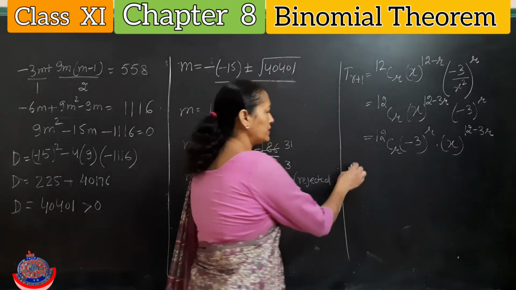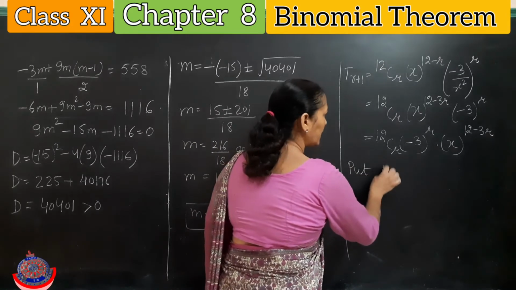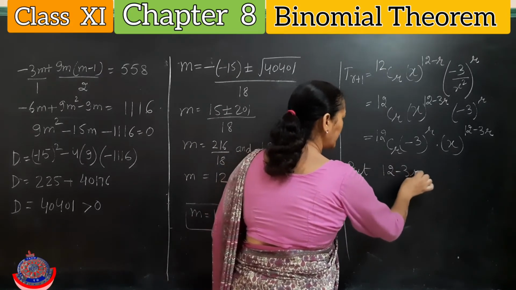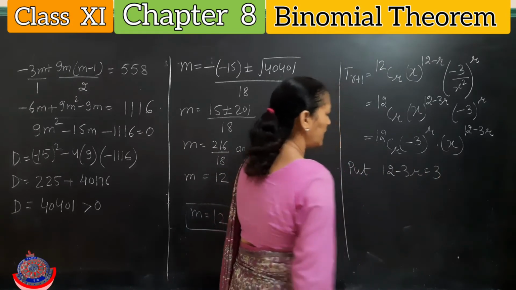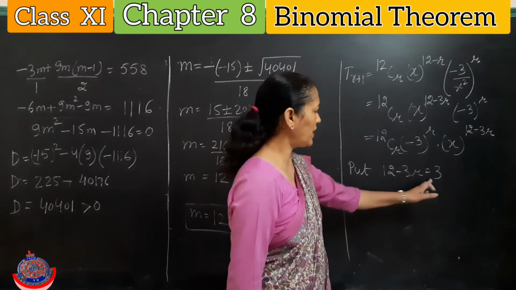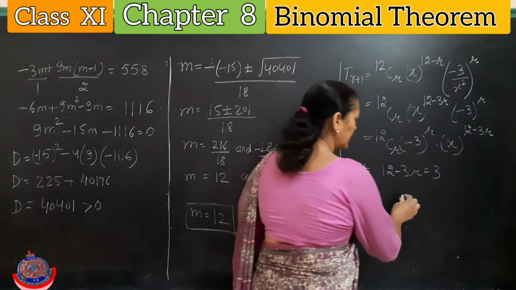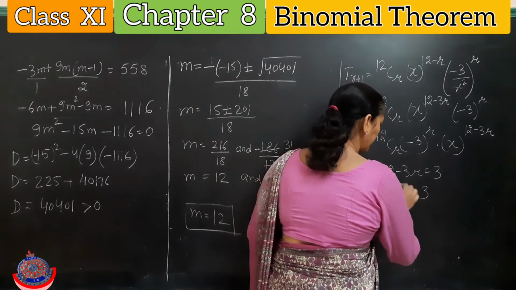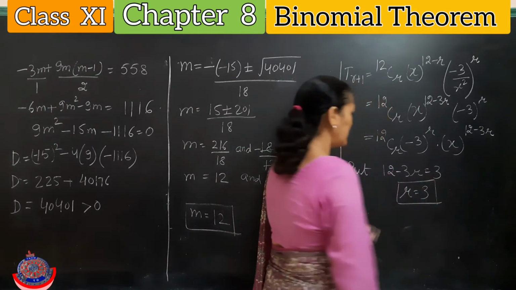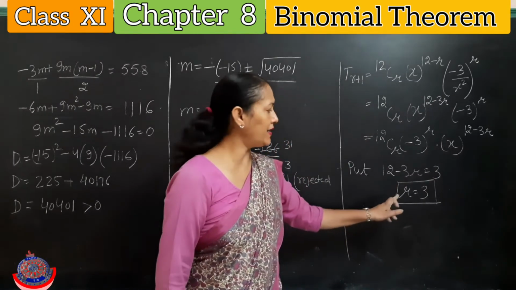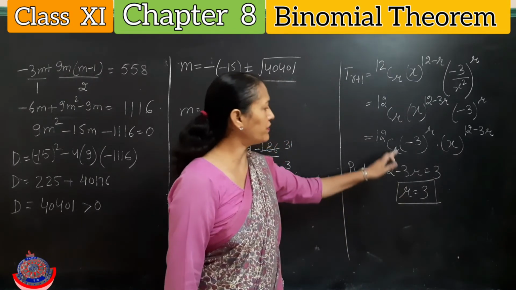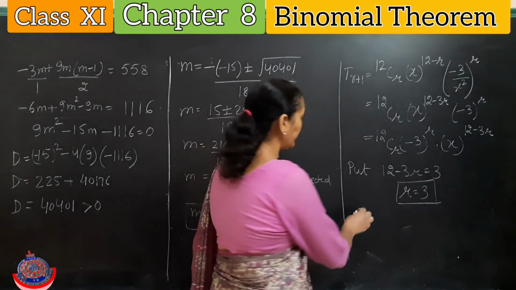That means put 12 minus 3r equals to 3. Shifting, 12 minus 3 is 9, so 9 equals to 3r. We will be having r equals to 3. Solving this linear equation, we have obtained r as 3. Now put the value of r as 3.